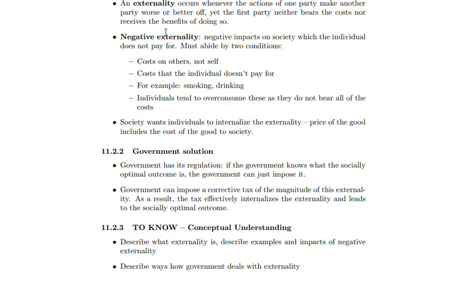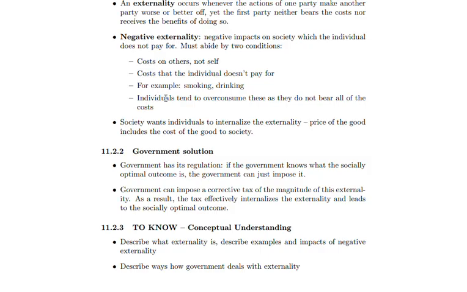There are negative externalities, which are negative impacts on society that the individual does not pay for, and they must satisfy two conditions. First is cost on others, not self: costs that the individual doesn't pay for. For example, smoking or drinking.